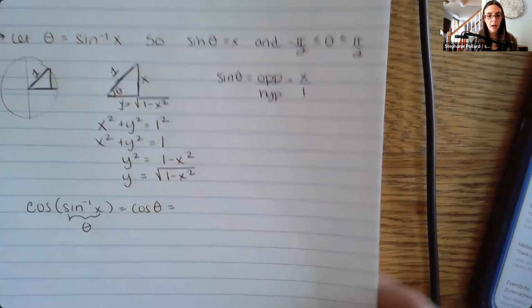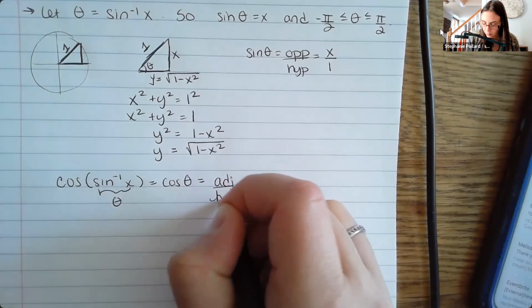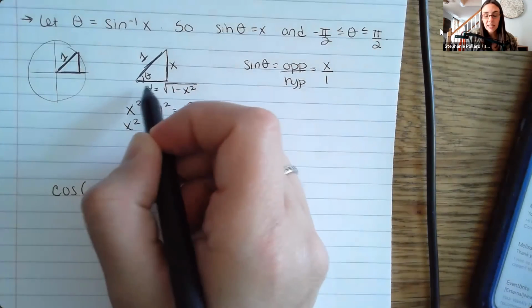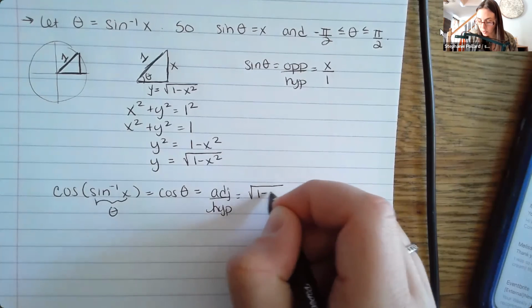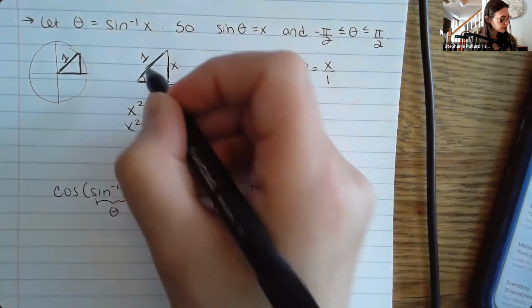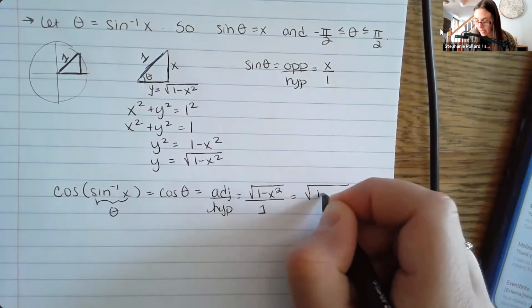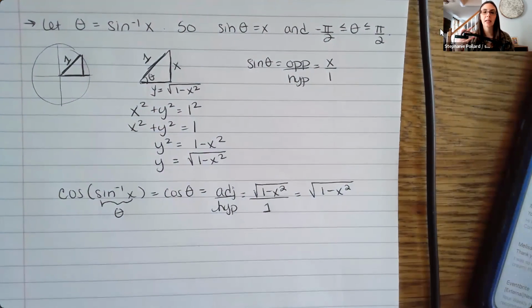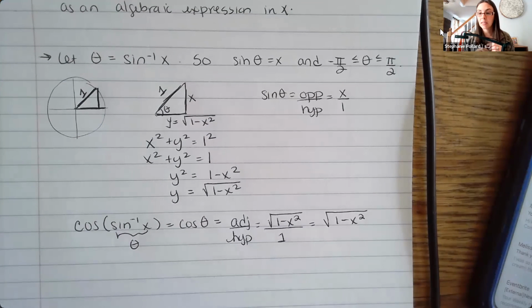And now you want to remember that cosine is always the adjacent side over the hypotenuse. So in this case, if I look at my theta, where the position is, my adjacent side is this y value. It's the square root of 1 minus x squared. And then my hypotenuse in this case is just 1. And of course, I can simplify that to the square root of 1 minus x squared. So this is the answer we're looking for here. This is what they mean when they want an algebraic expression in terms of x. So we're kind of removing that cosine and sine from the picture here. We're simplifying that as much as possible.